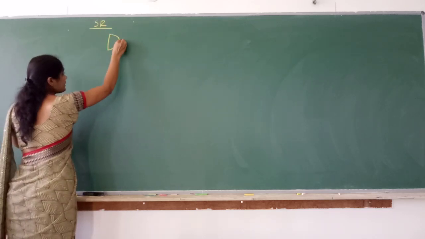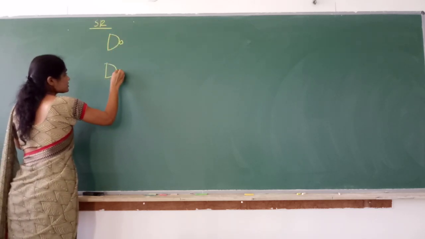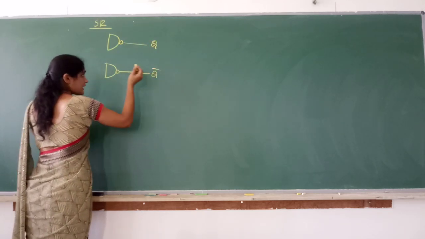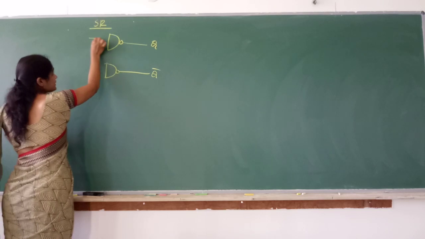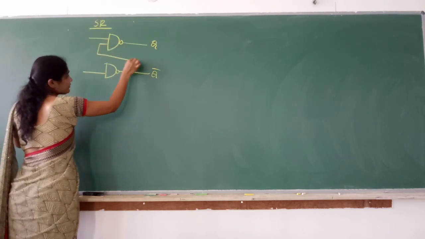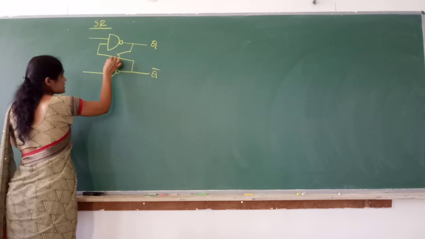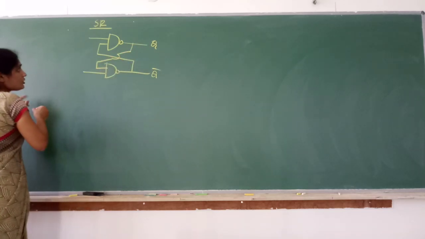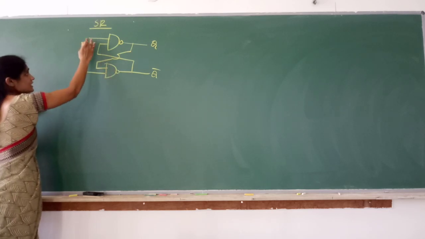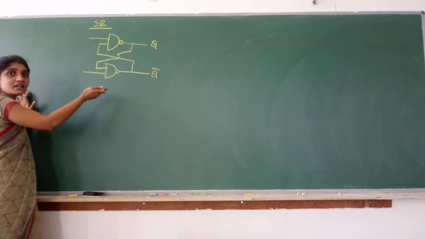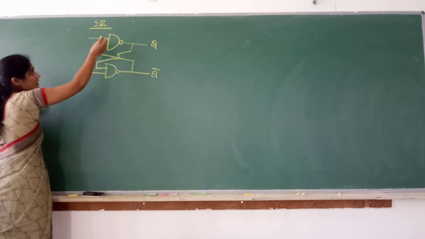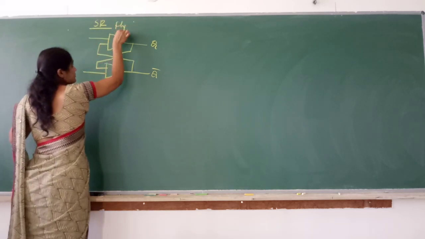So NAND gate. Here we get Q and Q bar. And these are the two inputs we have. The other input will be from the previous outputs. Okay. Now, if you replace this by NOR gate and call this S, this R, this is nothing but your SR latch using NOR gate. But now we are writing the circuit for SR flip-flop.